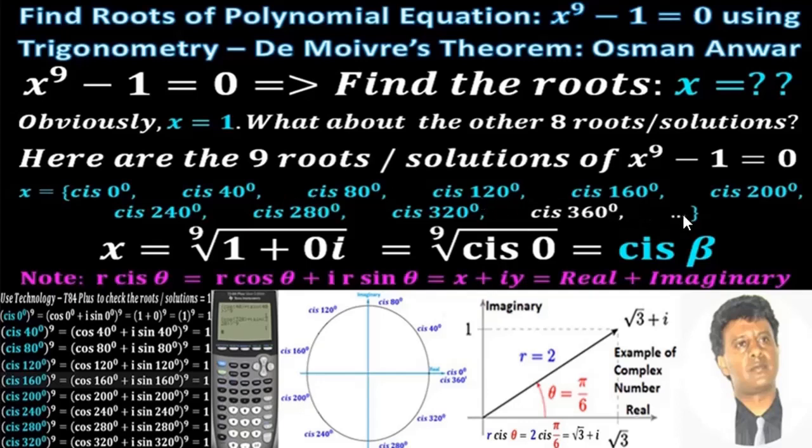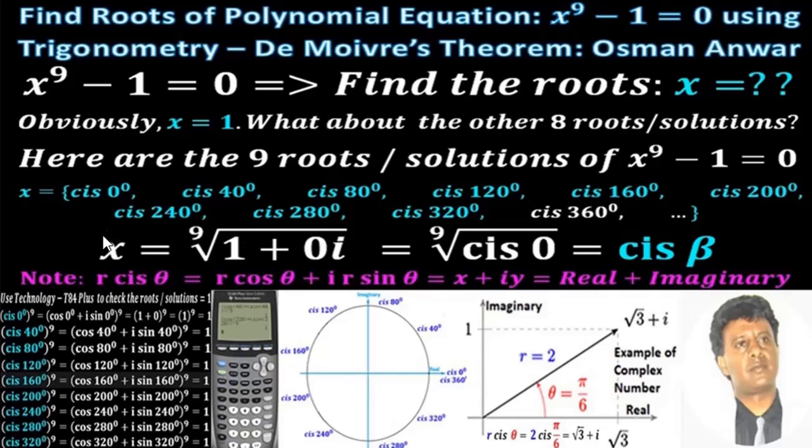The next one will be cis 440. Cis 440 minus 360 is cis 80 degree. So that means cis 440 degree is the same as cis 80 degree, and so on. So this goes to infinity. There are infinitely many of them. The basic ones are the 9 roots, but they repeat, they go in a circle.